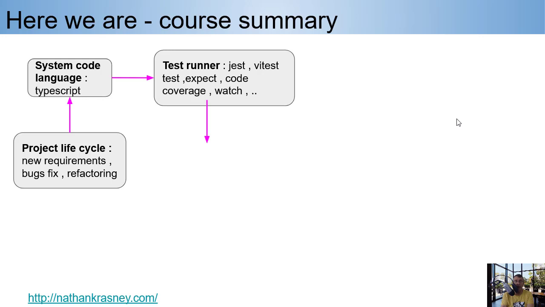When you have a new requirement or a bug fix or you are doing refactoring, you need tools, and the tools that you have are Jest or Vitest. Using these tools, you can create a test using the test function, and you can assert using expect, and you can invoke code coverage to see how well your test covers your source file, and you can use watch to watch for changes in your sources and invoke the tests again.